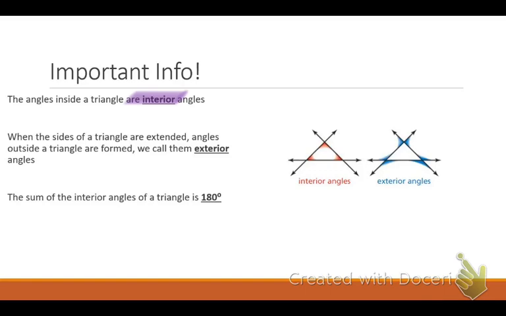Then, when the sides of a triangle are extended, those sides form exterior angles, which we see over here in the second diagram. Exterior angles. There's a different set of rules for that. And we have to know that the sum of the interior angles of a triangle is 180 degrees. Did you get those blanks filled in? Those three blanks: interior, exterior, and 180.